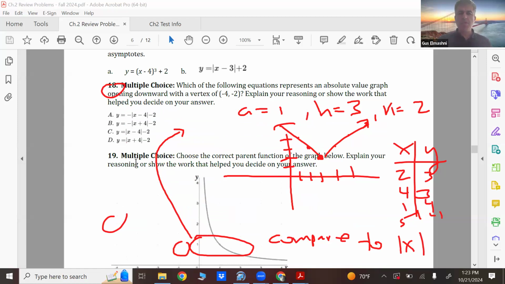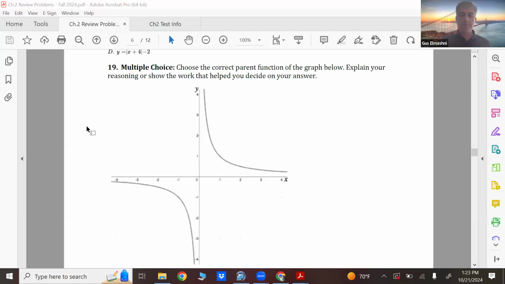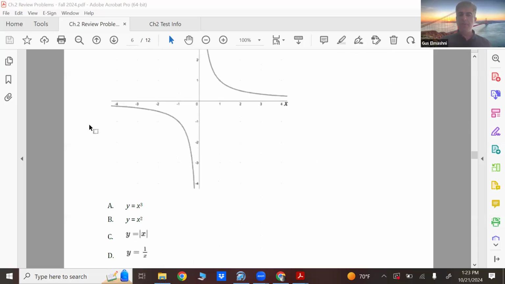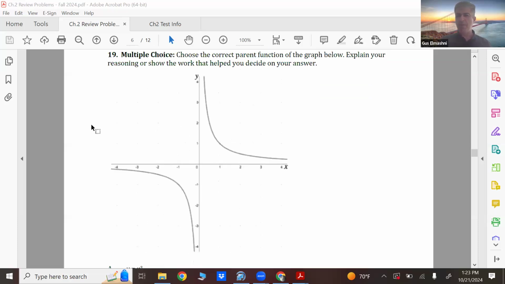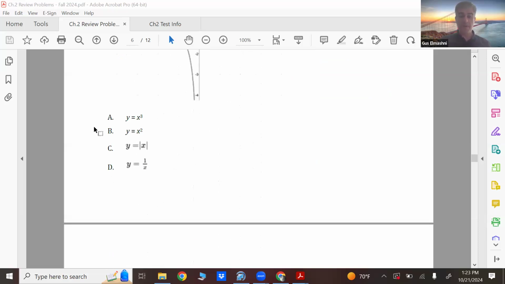18 is a good one. You should know. So if your vertex is -4, -2, and it's pointing down, what choice would it be? It's B. Yes. Remember, -4, it's got to be X minus -4. So it's X plus 4. Good. So it's B. You should be able to identify the parent function. What's the parent function for this one? It's D. D is in dog, 1 over X.